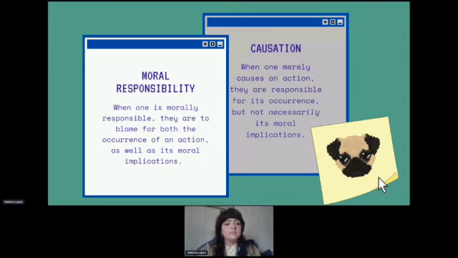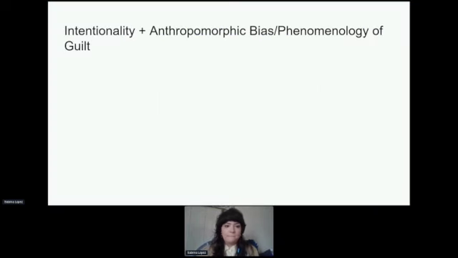When one is morally responsible, they are to blame for both the occurrence of an action as well as its moral implications. When one merely causes an action, they are responsible for its occurrence, but not necessarily the moral implications of that action. For example, when you discipline a dog for chewing on the remote, you're not disciplining her for a moral failing. You're correcting her action of causing the event. You've isolated the blame for the cause of an undesired action from the moral responsibility for that action, which the dog in fact committed. You can do this because you know intuitively that the dog lacks the ability to tell right from wrong. So we're able to acknowledge that a harm has been committed without needing a morally responsible party.